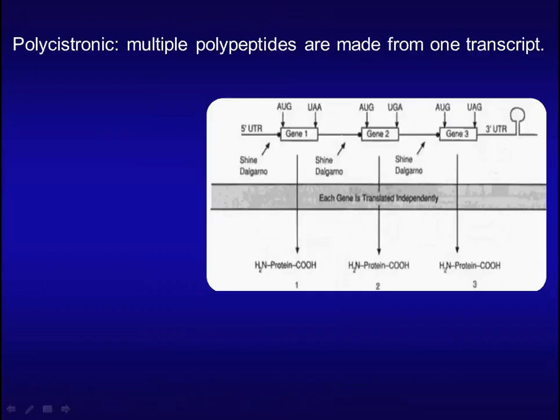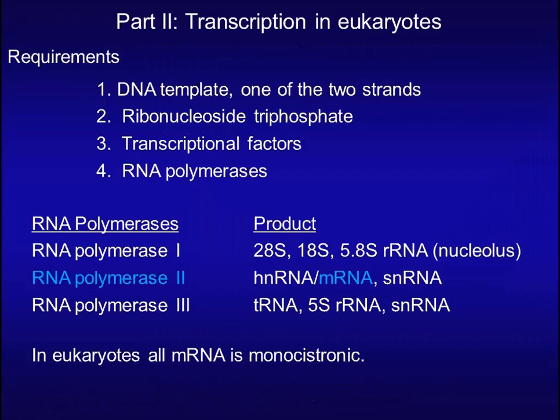This is an example of polycistronic. One gene from the DNA is transcribed into one messenger RNA, and this mRNA encodes several different polypeptides. And this is polycistronic. Now, let's switch to part 2.